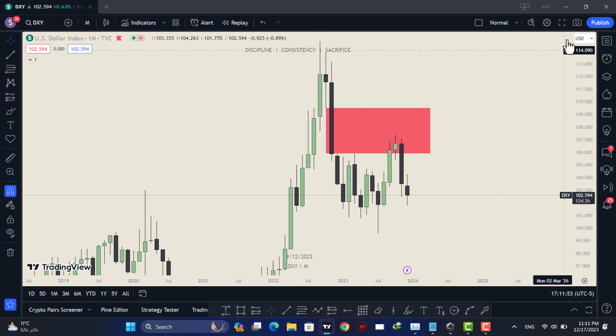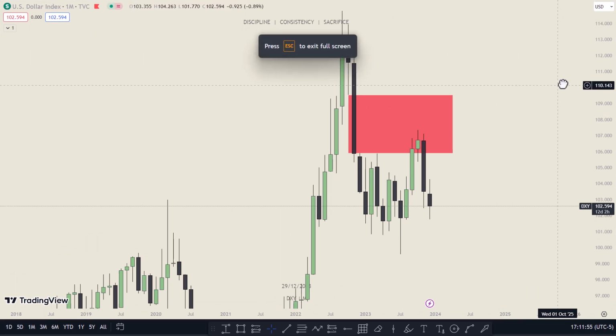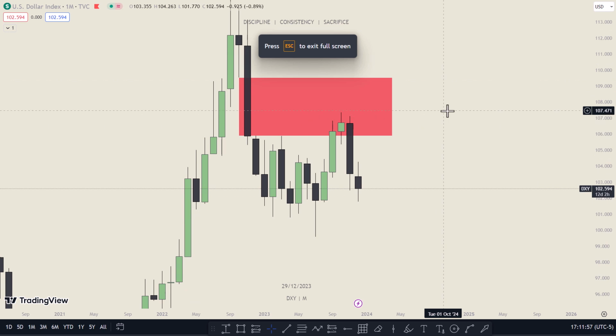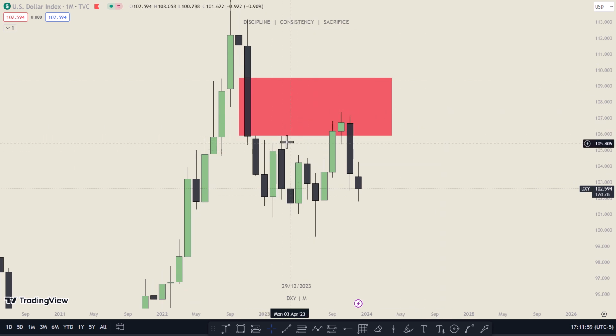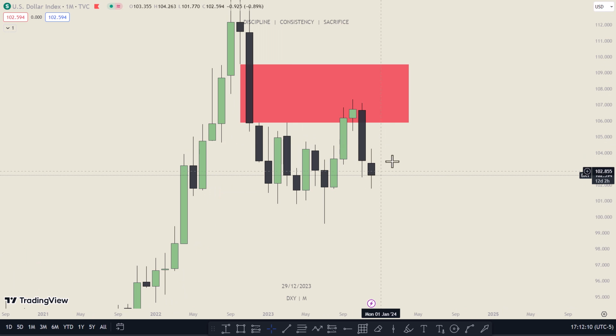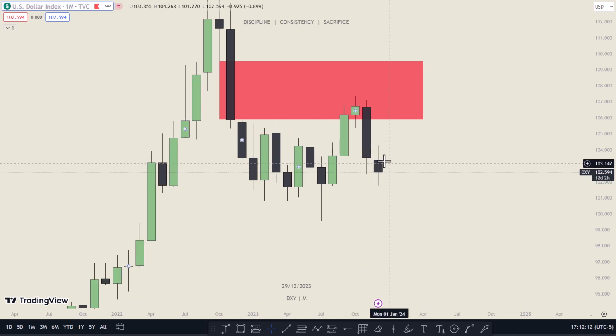So let's start with the DXY, and this is a monthly time frame. So on the monthly time frame, we cleared this liquidity, this failed swings right here, and we are reacting and rejecting from this fair value gap right here. And this is the current candle. This is the current month. As you can see, we have the open. We print out the high of the month, right? And now we are expecting an expansion to the downside.